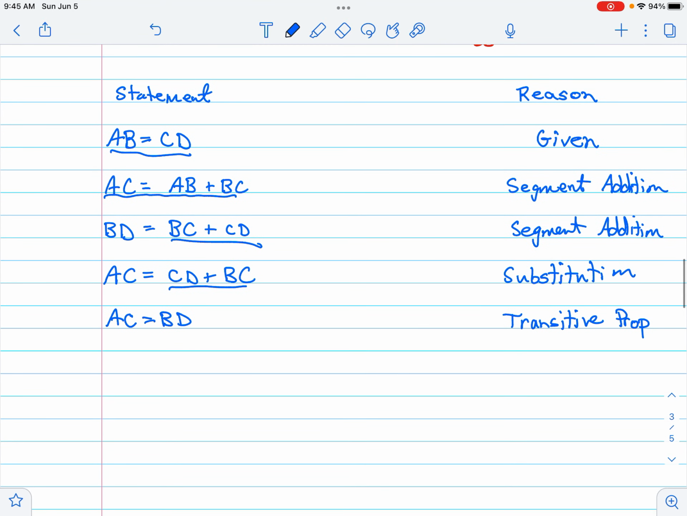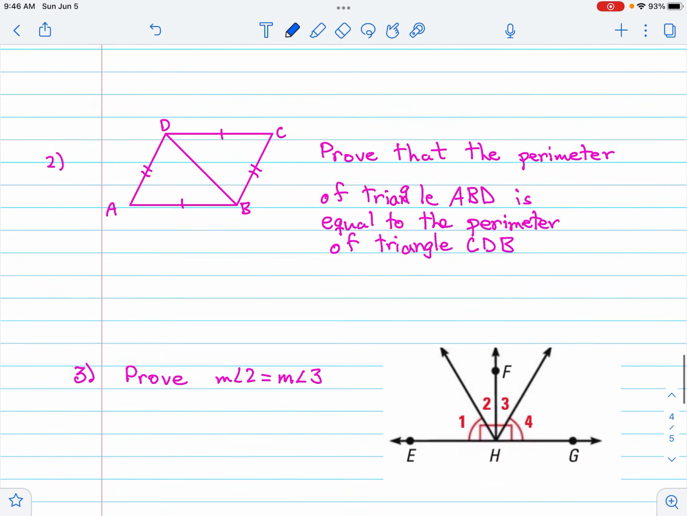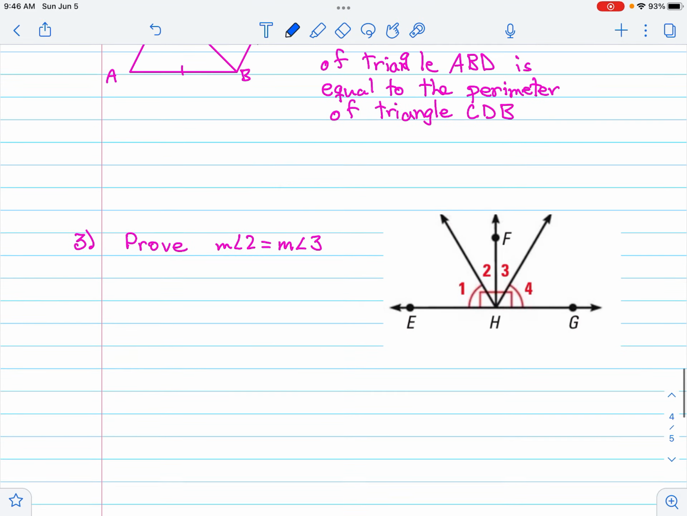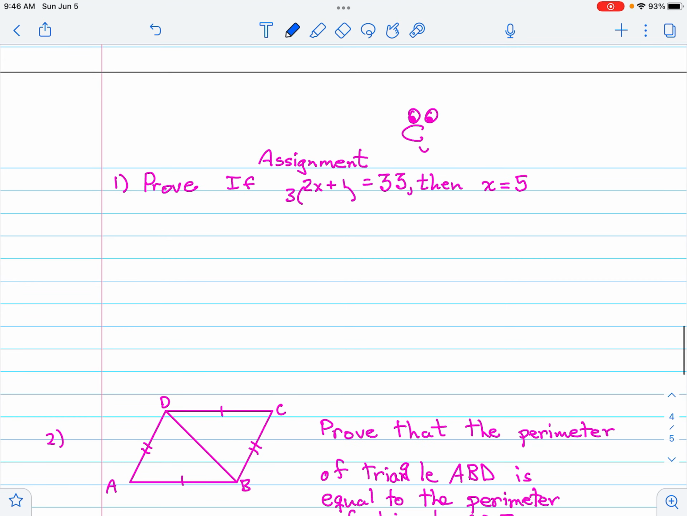Okay, so these are kind of fun, but they can be exasperating when you're trying to work through and know when to start. So don't hesitate if you have any questions. I've got 3 proofs down here that I'd like for you to work on for this section. All righty.